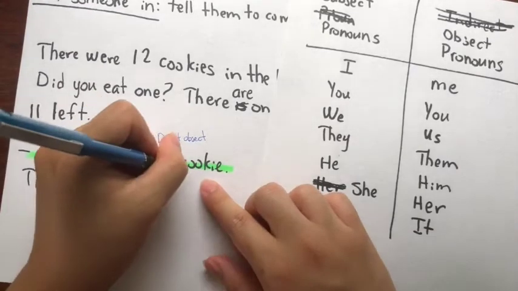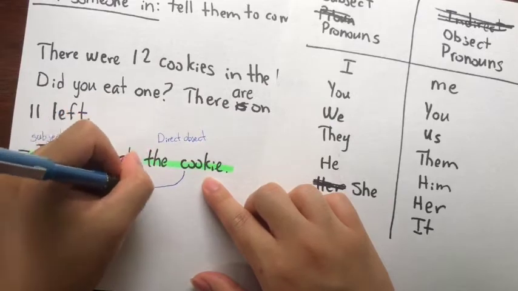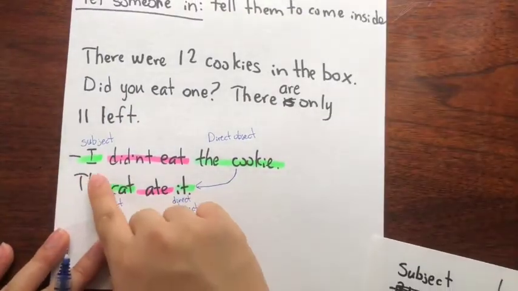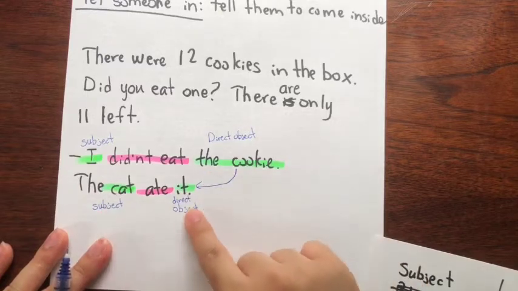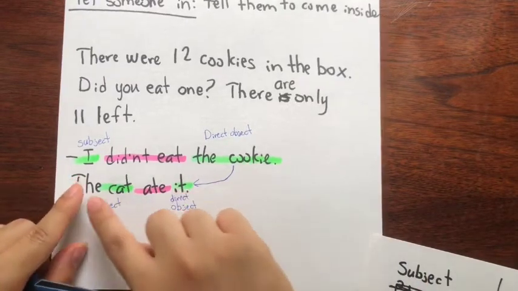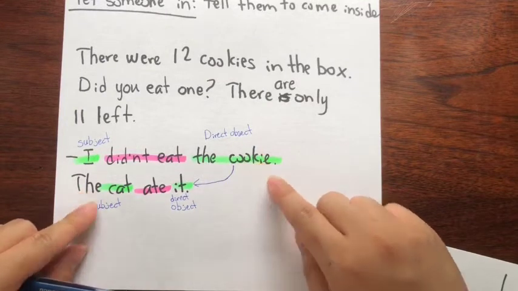Why is this important? It's so we know that we replace the cookie with it. We said, I didn't eat the cookie. The cat ate it. What did the cat eat? The cat ate the cookie.